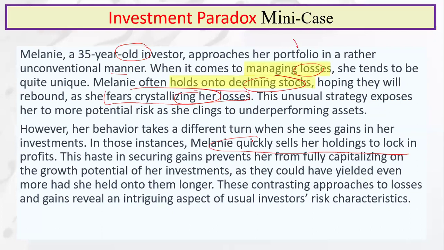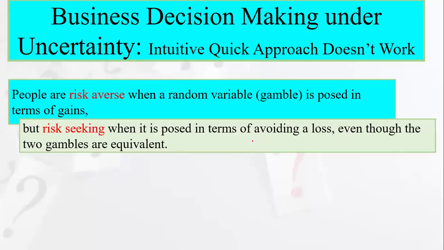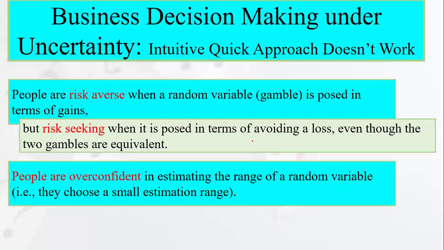Losing stocks may still lose more and more, right? At one point, you have to really say enough is enough and sell the old ones. People are not really able to sell, because people's behavior is also different. People are risk averse when the gamble, a random variable, is in terms of gains.